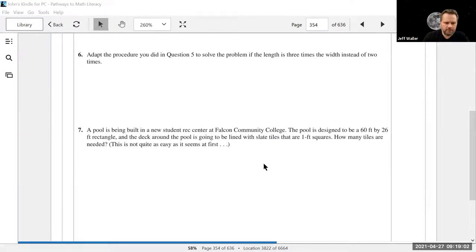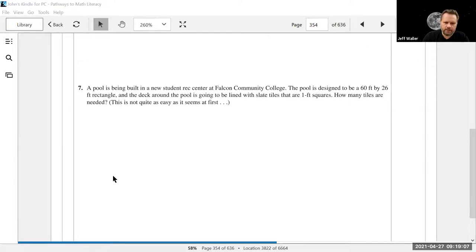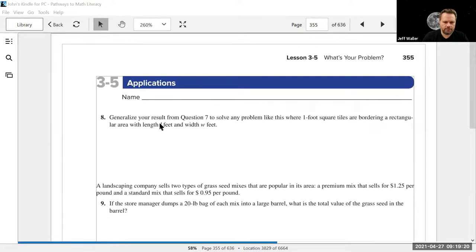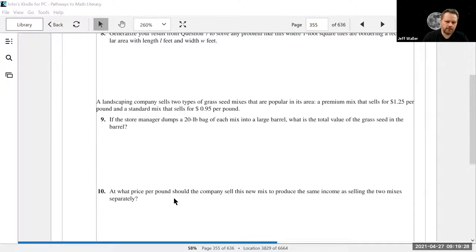Number seven, nobody's asked me about it, but I kind of got you guys started. I drew a picture. If you draw a picture, it's easier. So number seven actually has no variables because you know everything. Number eight is where they start to bring in variables and you have to figure out how to generalize what you did. Okay. And of course we talked about this kind of problem here. Grass seed mixes.